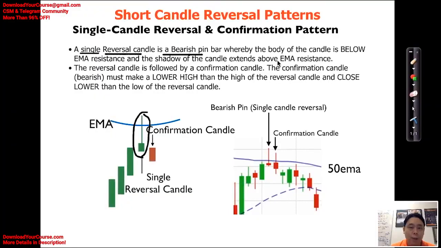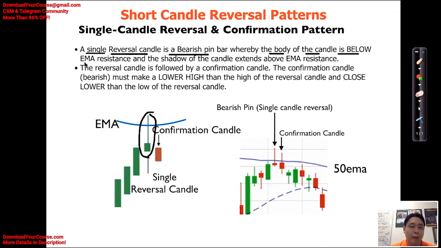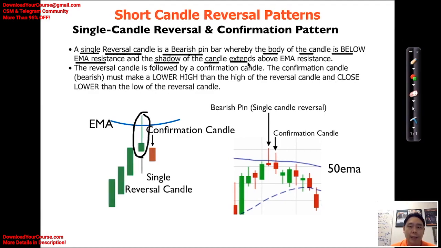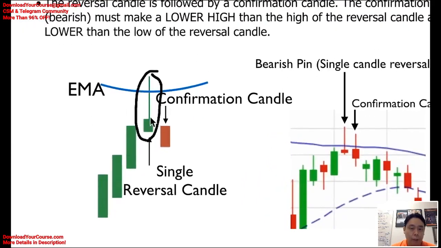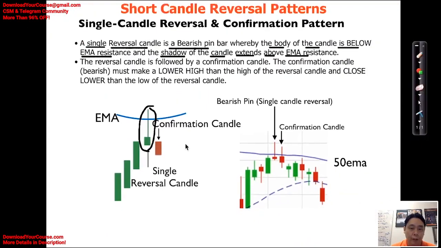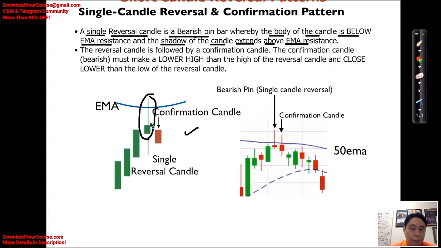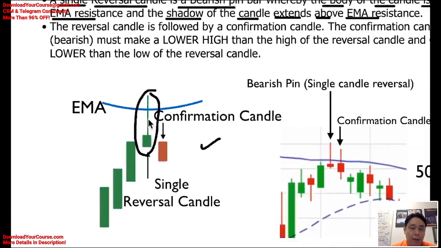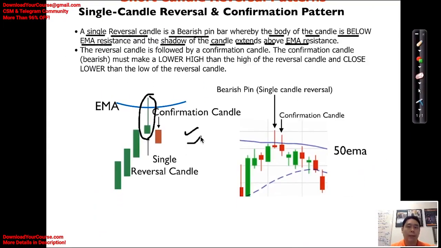Now, what are the criteria? For it to be a valid reversal candle, the body of the candle must be below the moving average, and the upper shadow of the candle must extend above the moving average. So again, body below the moving average. Check. Upper shadow cutting the moving average. Check. That is a valid single candle reversal.